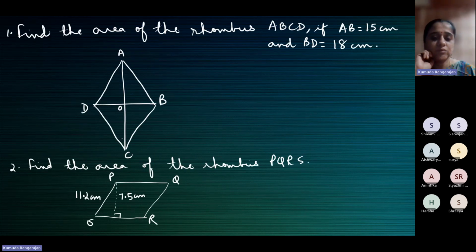What's the answer for the second one? Area of rhombus PQRS. Found the answer? Or still to work on that? Ma'am, I think I have the answer. I got 84 centimeter square. 84. Can you read out your steps, Aishwarya?